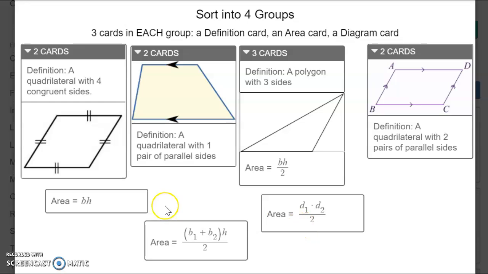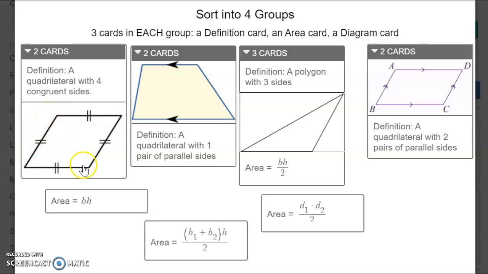And now we have base times height. Base plus base, the two bases, take an average of that times the height. And then this one is D1 times D2 divided by 2. This, just in case you do not know, is the area for the rhombus. Okay, and that's the rhombus here. And D1 and D2 refer to the diagonals.